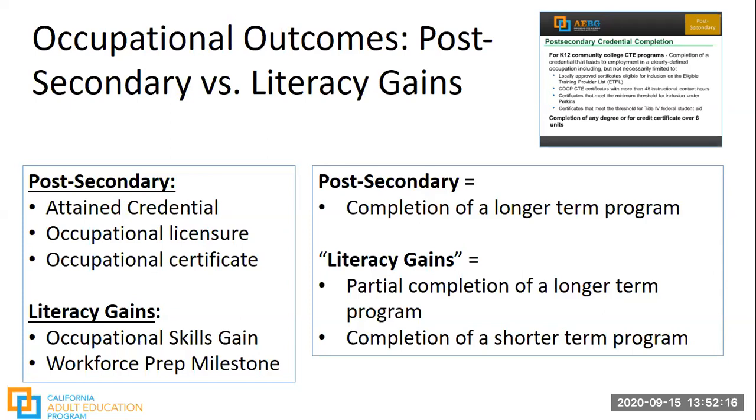So again, we're looking at post-secondary and literacy gain. When we're talking about a post-secondary outcome, here are those three outcomes we have in TE that we would call post-secondary outcomes and relate to CTE or workforce related outcomes. And then we have the lower level literacy gains. So again, you get those literacy gain outcomes either for partial completion of a longer term program or for full completion of a shorter term program. It rises up to the level of post-secondary when the student gets full completion of that longer term program.